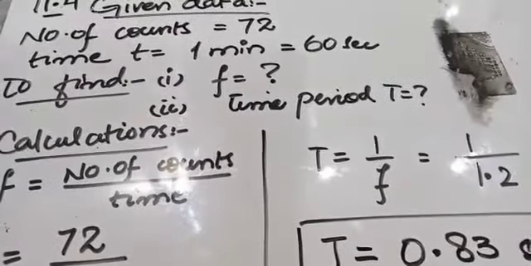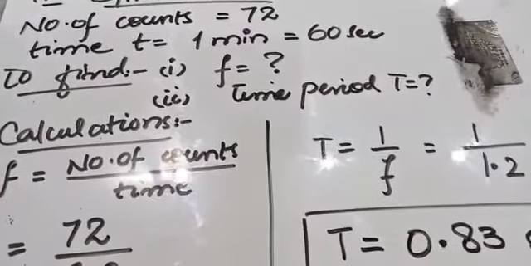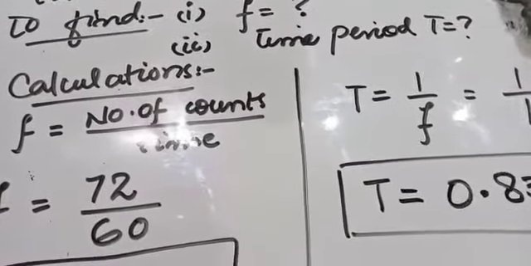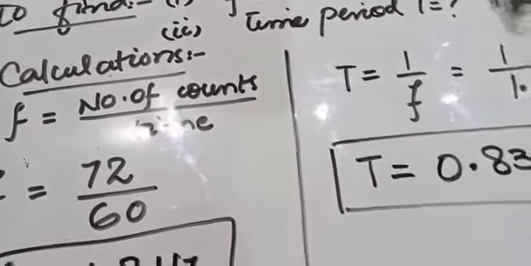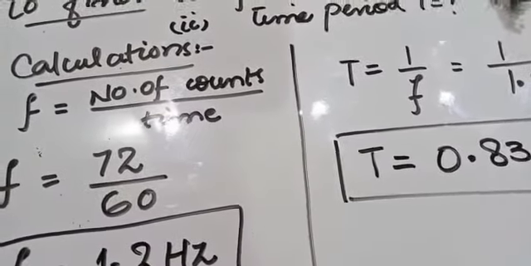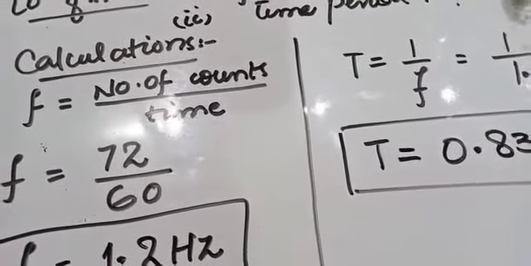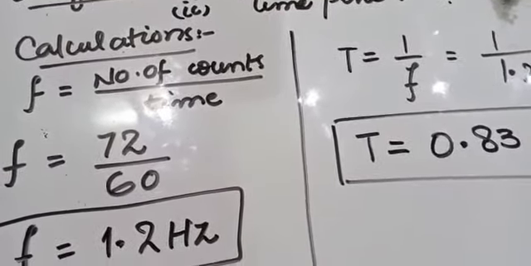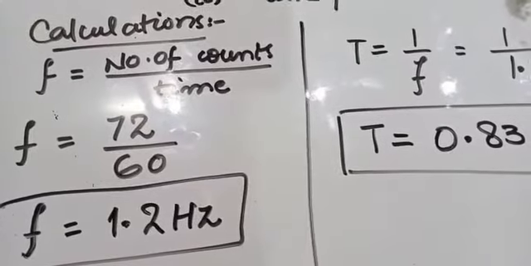In the question, number of counts is given, that is 72. Time is given as 1 minute, that will be equal to 60 seconds. We have to calculate the frequency and time period. As we have studied in the topic simple harmonic motion, what is the definition of frequency? Frequency is the number of cycles in 1 second. Basically, we can define it as the number of counts divided by time. We will use the relation frequency is equal to number of counts divided by time. By putting values, number of counts 72 and time 60, we will get the result 1.2 hertz frequency.